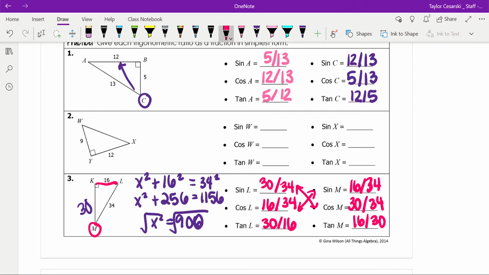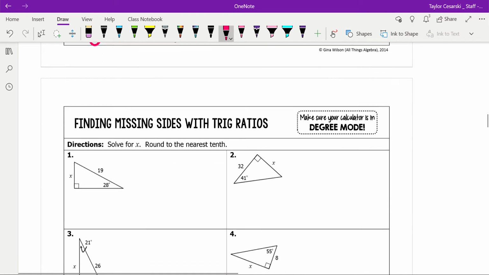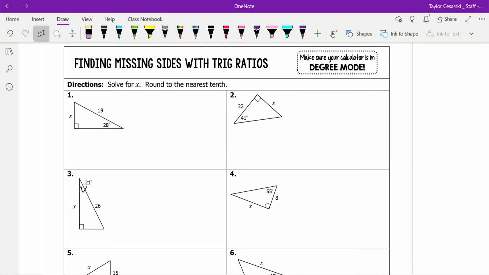All right, so now we're going to do some calculations with your calculator. So finding the missing side. So on number 1, you have to be able to recognize which two sides are given to you. So you have an angle right here. 19 is my hypotenuse, and in terms of the 28, x is opposite because it doesn't touch. So if I have opposite and hypotenuse, I have to figure out which of my 3 trig ratios am I going to use, and that's going to be sine. So sine of 28 degrees equals opposite over hypotenuse.